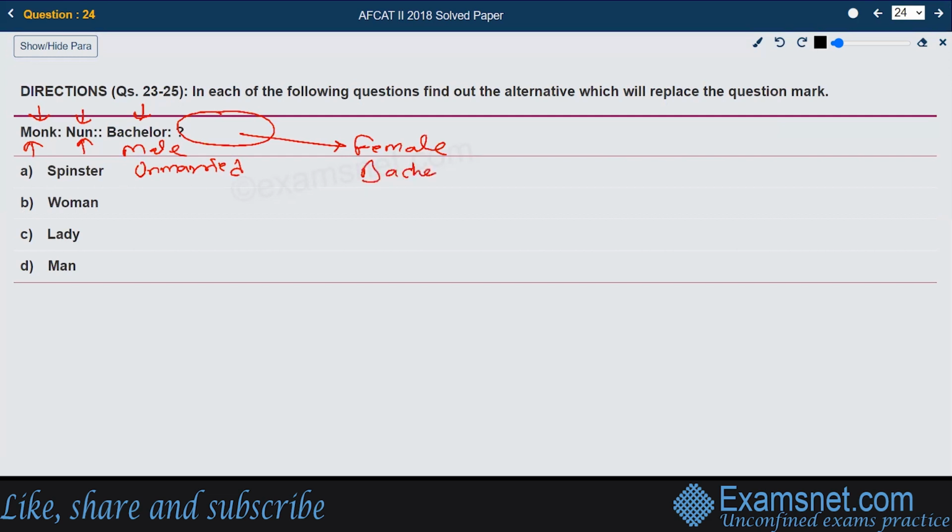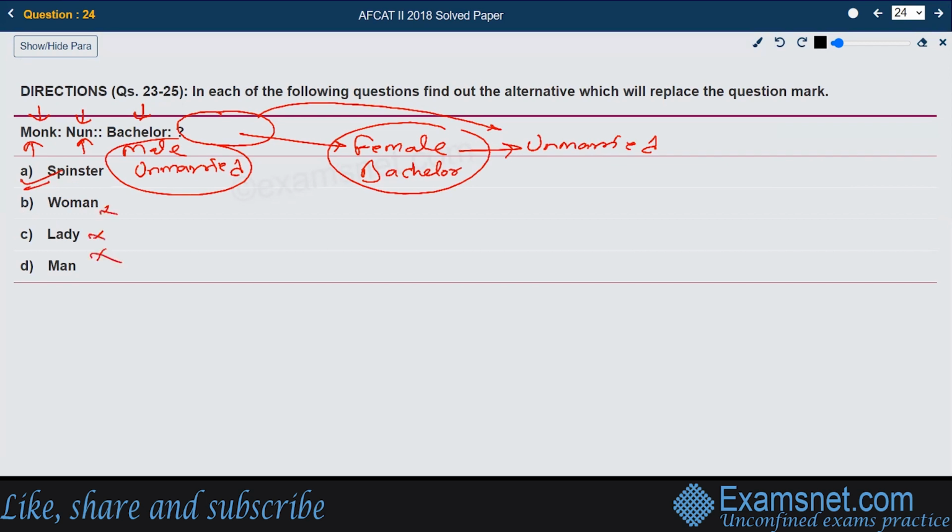A female bachelor, or let me say the female unmarried, because every time they have changed the gender. Monk is the male saint, nun is the female saint. So bachelor is the male unmarried. So we have to find the female unmarried, and the word for that is spinster. Woman is not that, lady is not that, man is obviously not that. So the right word is spinster. Option number A is right.